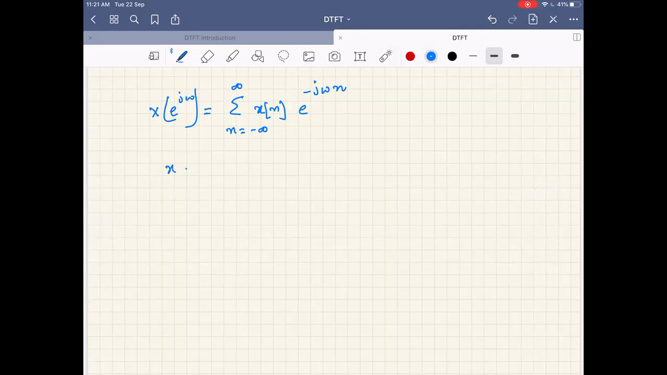Further, if you would like to get back the signal x of n from the spectrum X of e power j omega, which is continuous in nature and periodic in nature with period 2 pi, we take the spectrum of one period and find its correlation with the complex conjugate of the corresponding exponential signals. Now these signals are with different time instances, and for a particular n, over all the range of omega from -pi to pi.